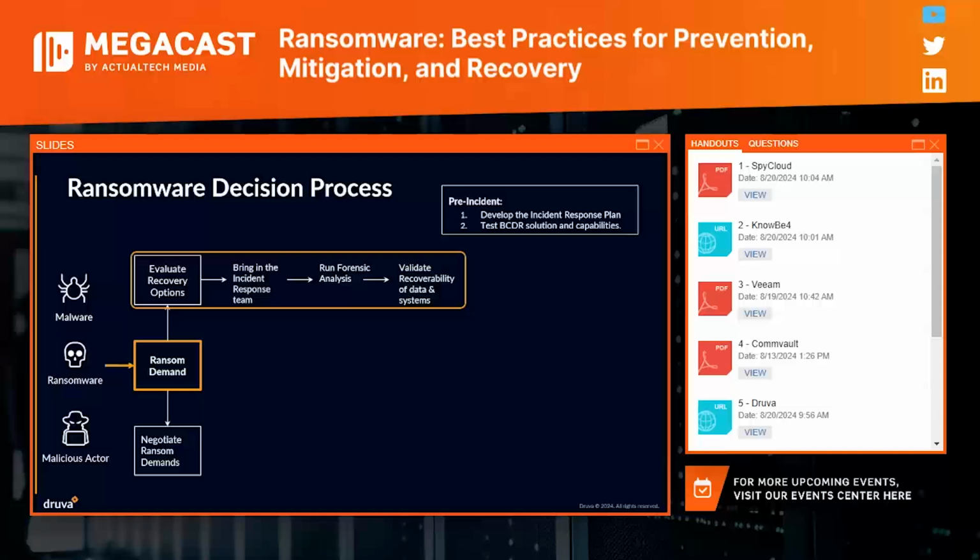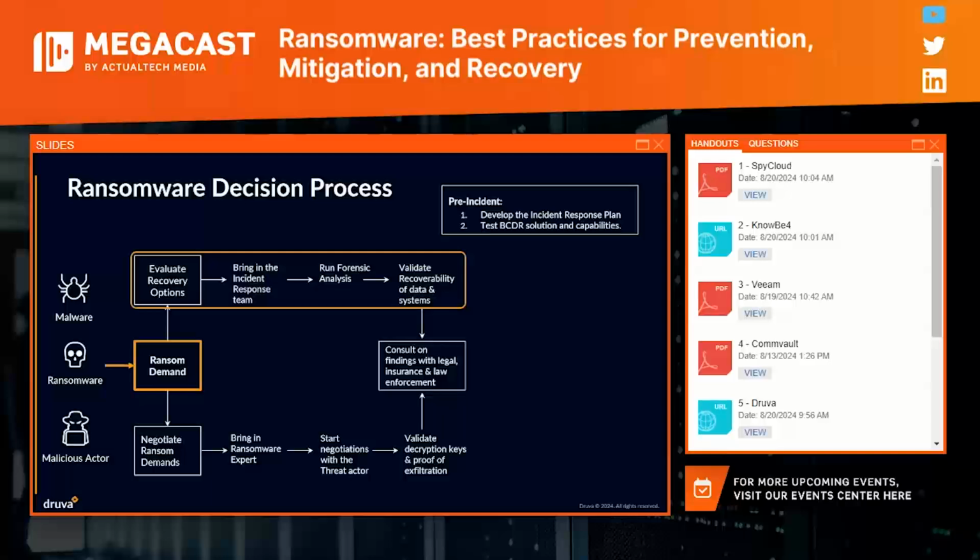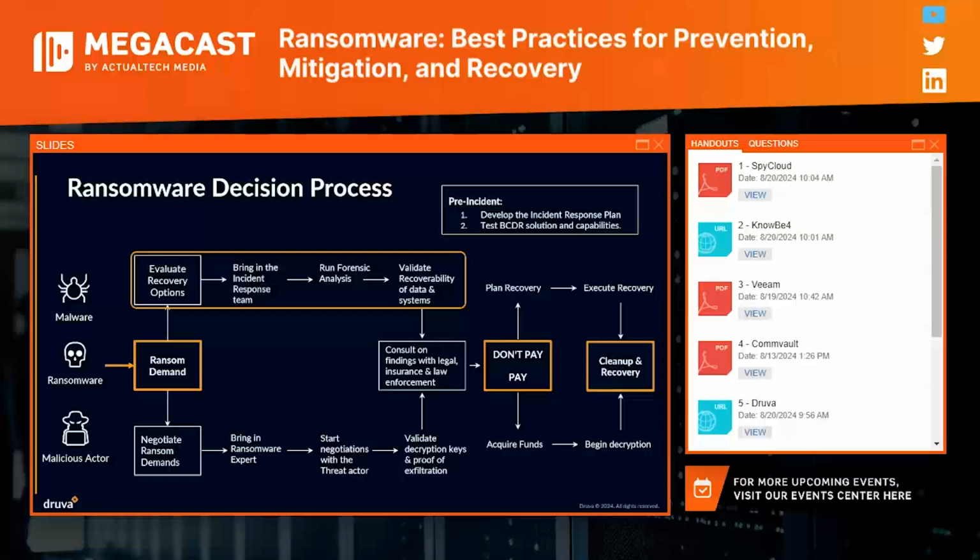with an emphasis on the importance of recovering clean data. In parallel to this process, we'd like to have a team negotiate the ransom demands, which involves bringing in an expert, starting negotiations, and validating decryption keys. At which point, both options are discussed with legal, insurance, and law enforcement before deciding on the best strategy of whether to pay or not, and how that process of recovery and cleanup will roll out.